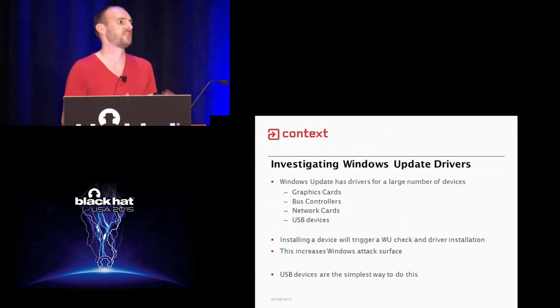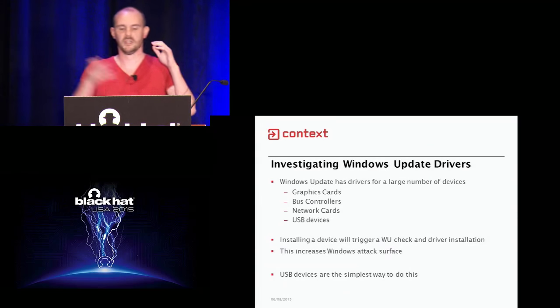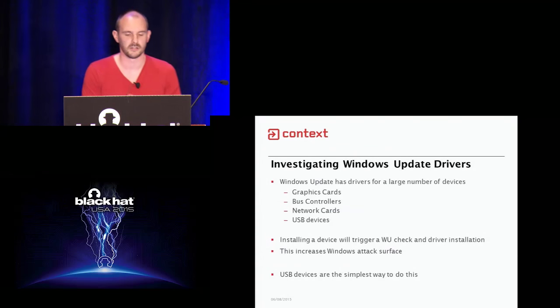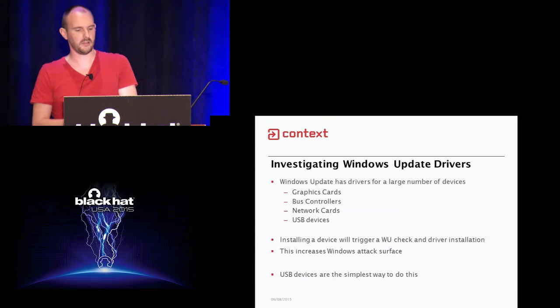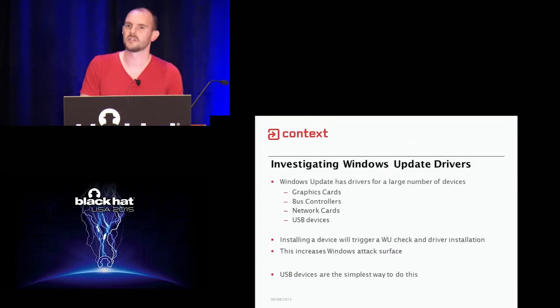How do we actually go about researching this? Windows Update has drivers for a large number of types of devices: graphics cards, bus controllers, network cards. All of these will trigger a Windows Update search and download the required drivers. But installing these bits of hardware is quite slow, and it's a very difficult thing to do on a large scale. So we wanted to choose something easier and cheaper, primarily cheaper, for us to do. So we thought we'd look at the subset of USB device drivers.